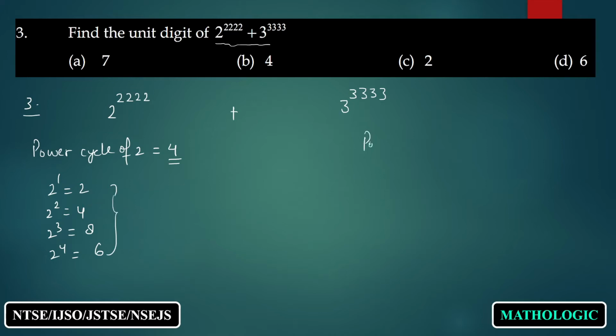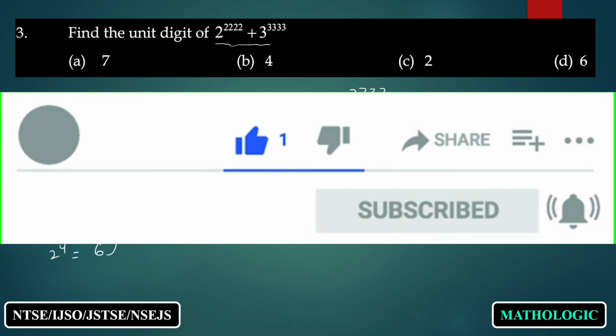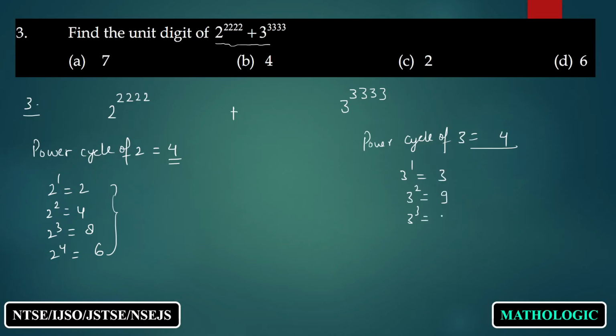Here also we get the power cycle. The power cycle of 3 is also equal to 4, as 3 to the power 1 is equal to 3, 3 square is equal to 9, 3 cube is equal to 27, and 3 to the power 4 is equal to 81. The units places are 3, 9, 7 and 1, and after that it repeats itself in the same order, 3, 9, 7 and 1, right?